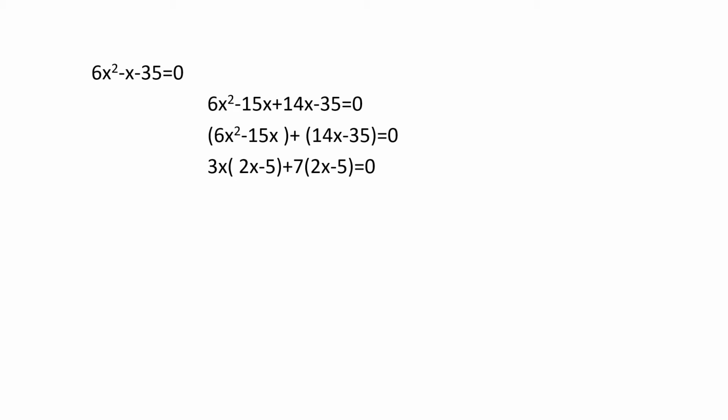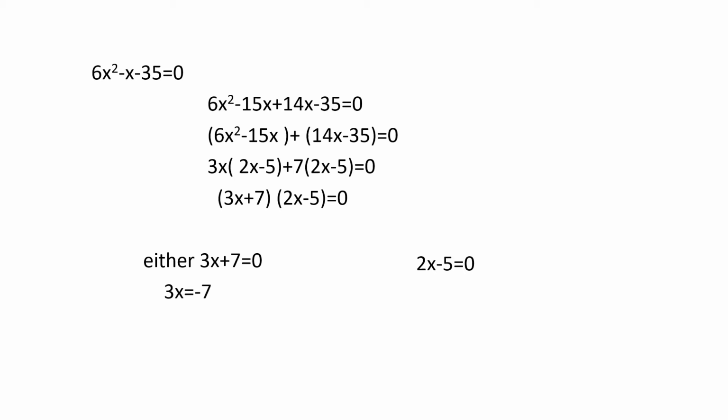7 into 2x minus 5 is equal to 0, that is 3x plus 7 into 2x minus 5 is equal to 0. Since we know if a times b is equal to 0, then either a is equal to 0 or b is equal to 0. It gives either 3x plus 7 is equal to 0 or 2x minus 5 is equal to 0.